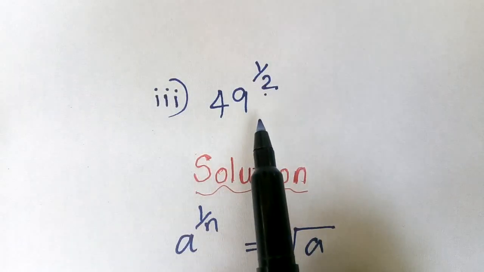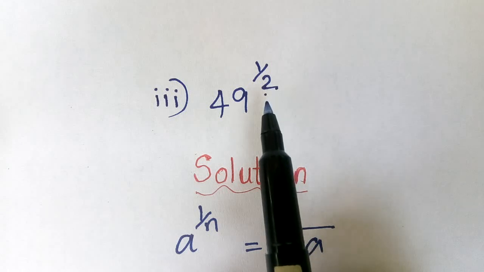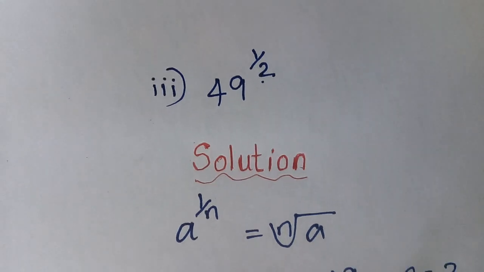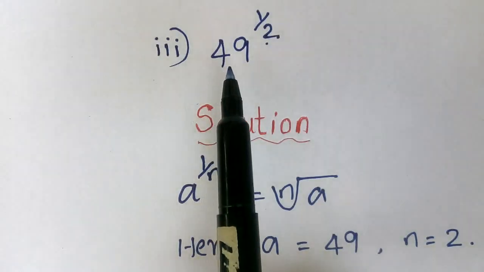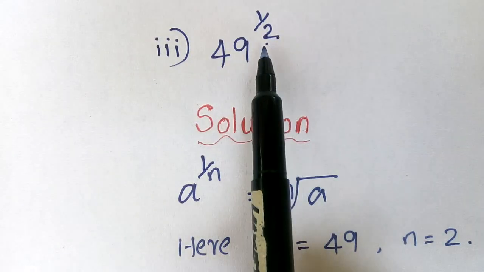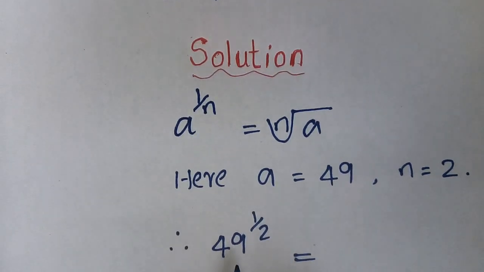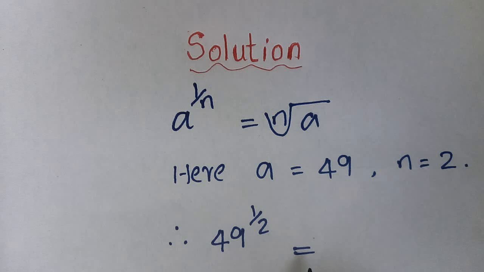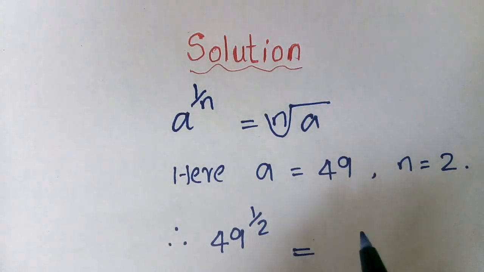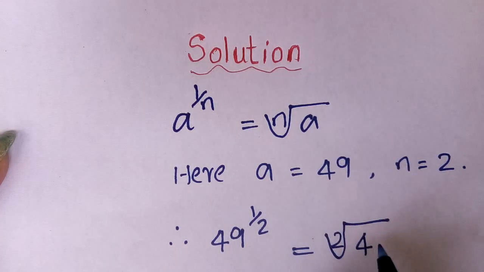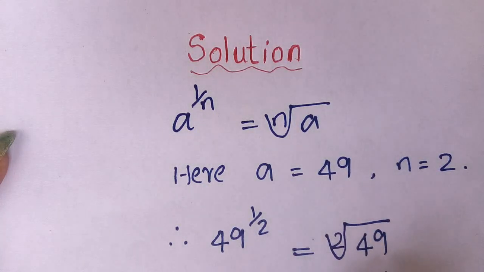Third question, 49 to the power 1 by 2. To simplify 49 to the power 1 by 2, you can apply the law a to the power 1 by n is equal to nth root of a. Here a is equal to 49, n is equal to 2. Therefore, 49 to the power 1 by 2 is equal to nth root of a, n is 2, a is 49. That is square root of 49.